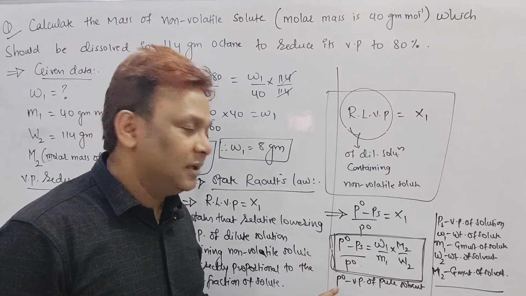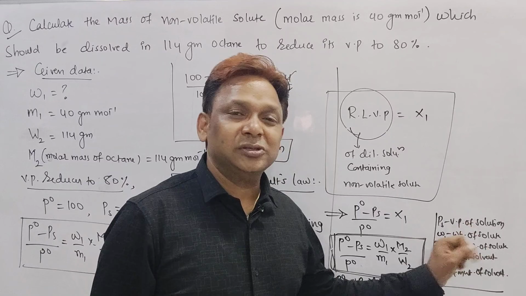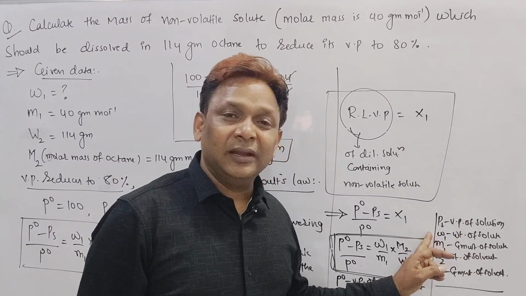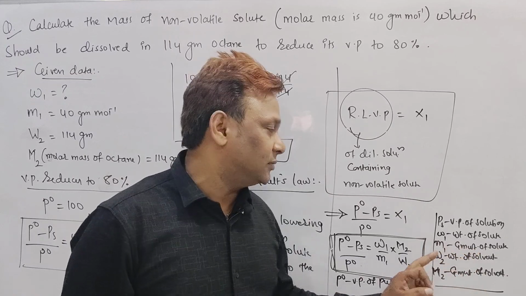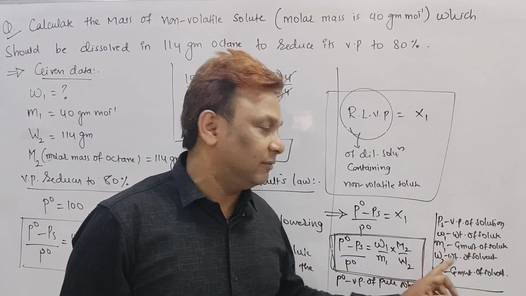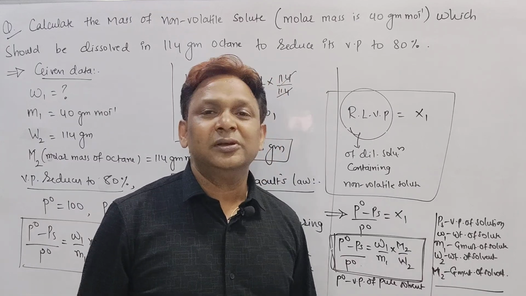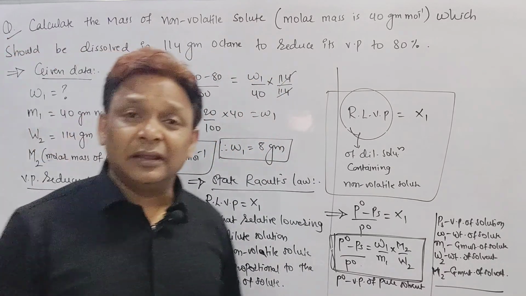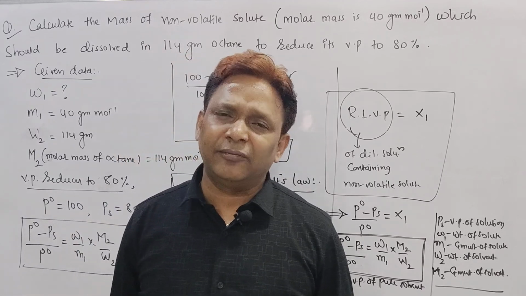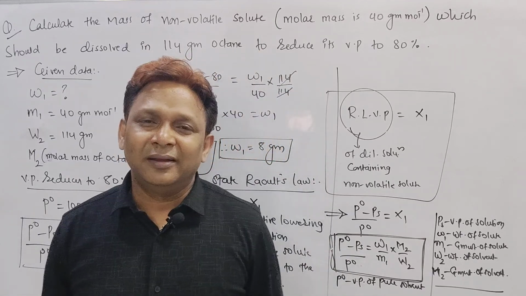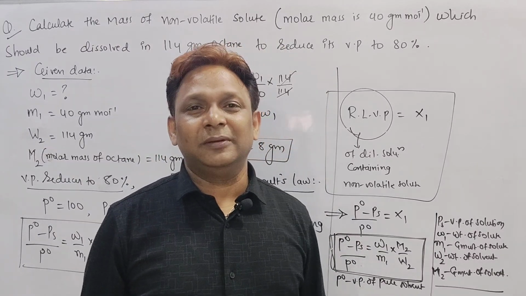P naught indicates vapor pressure of pure solvent. PS indicates vapor pressure of solution. W1 indicates weight of solute. M1 indicates gram molecular weight of solute. W2 indicates weight of solvent, and M2 indicates gram molecular weight of solvent, right? So from this liquid solution chapter, we did till now 2 LAQs, and definitely from those 2, 200% guaranteed, one will come in your exam for IP, right?